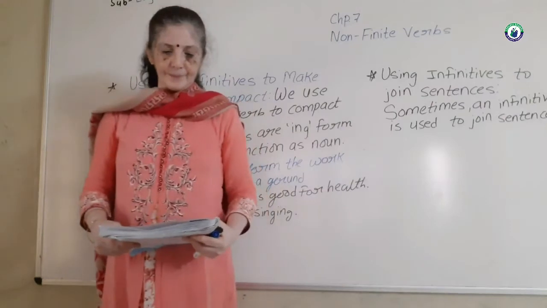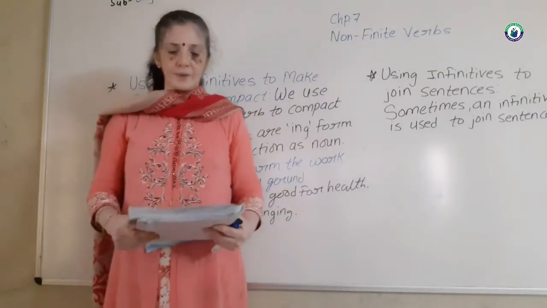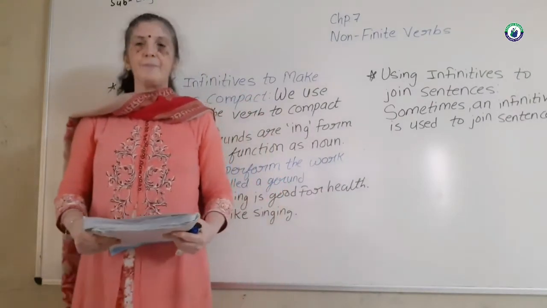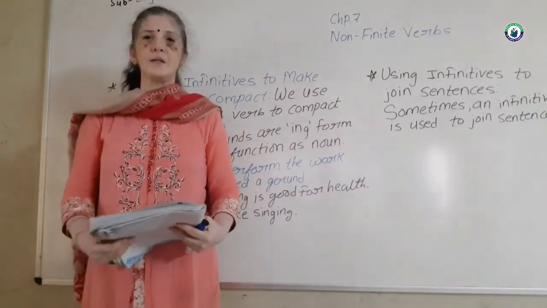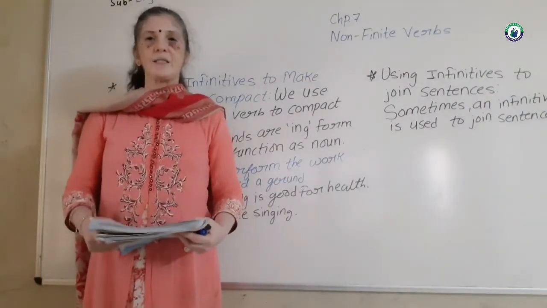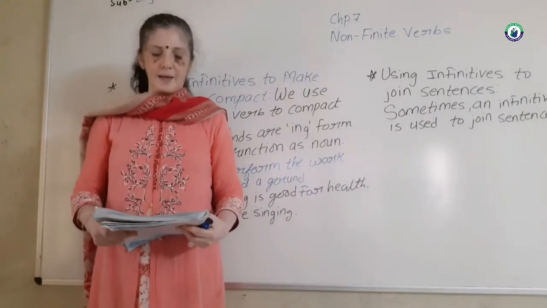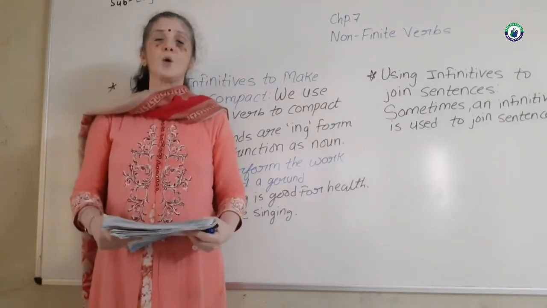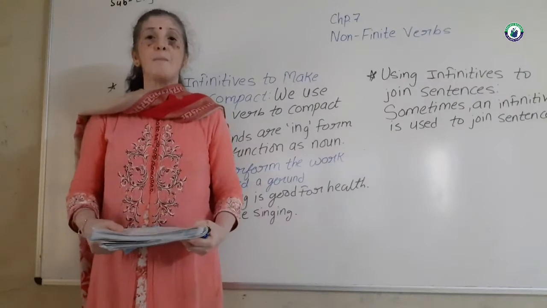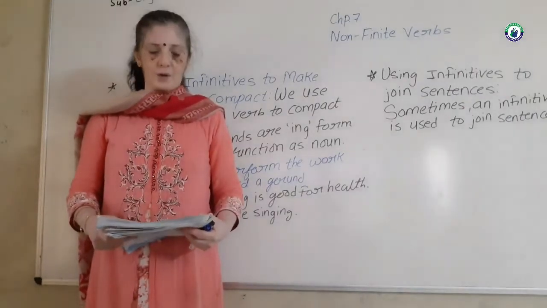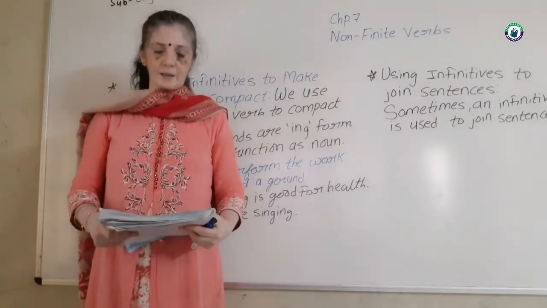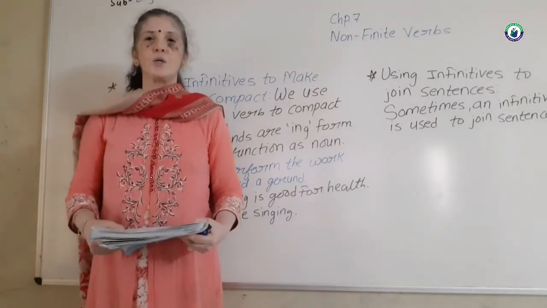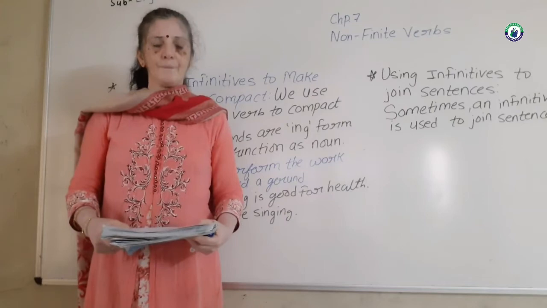To is used to compact the sentence. For example, Vinita is the best person who can bake the cake. Here the sentence is given a little big. Vinita is the best person who can bake the cake. How we can compact the sentence? By using to with the verb. Vinita is the best person to bake the cake. So here the sentence has become compact.